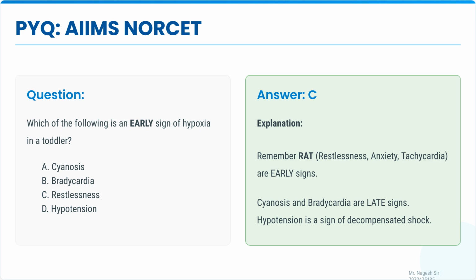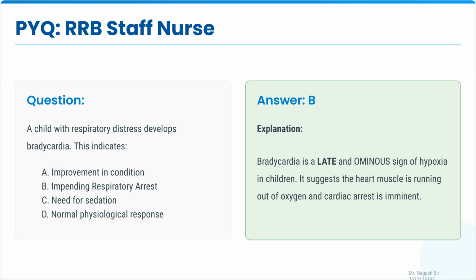Based on the RRAT mnemonic, restlessness is an early sign of hypoxia in a toddler. Bradycardia in a child with respiratory distress is a late and ominous sign, indicating impending respiratory arrest.